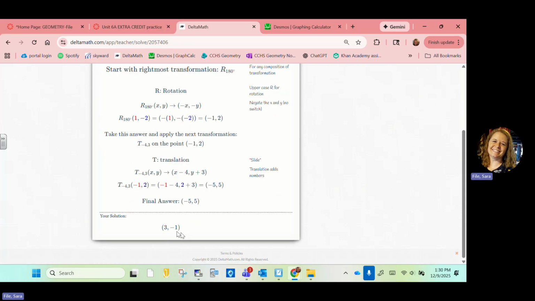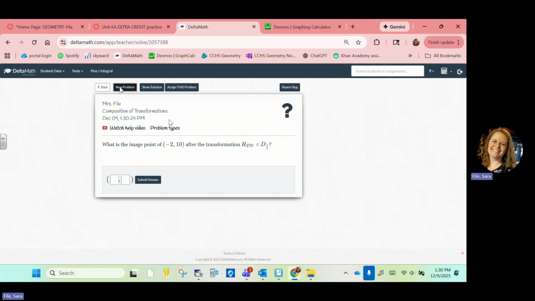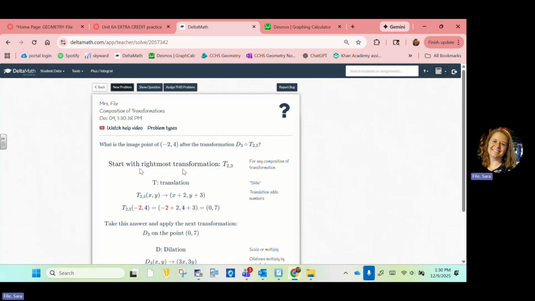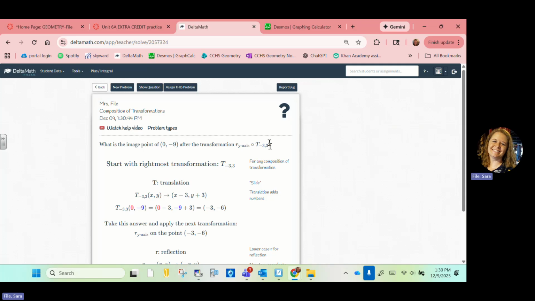So this is a good way to point out that the order does matter, because I translated then rotated, and that's wrong because they wanted us to rotate first then translate. But that's what I'm saying. It's the notation on this. We're not using that notation. That's just what Delta Math is using. So let's see, I guess every time it says start with the rightmost transformation. This one's a dilation. Start with the rightmost. So when you're doing that section, you just have to understand you have to do the right one first.